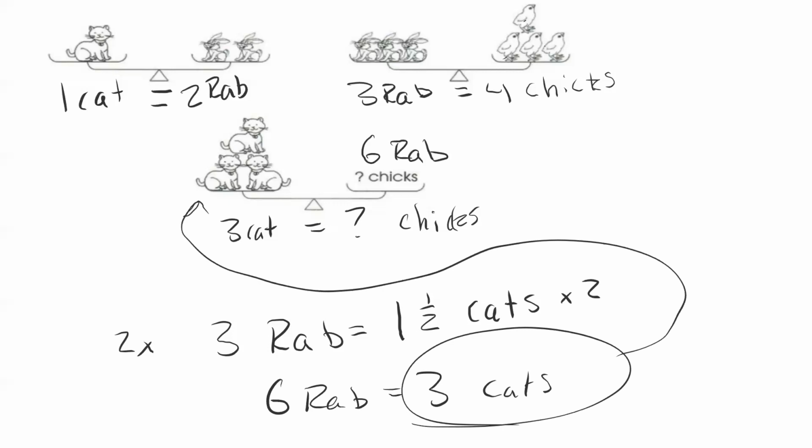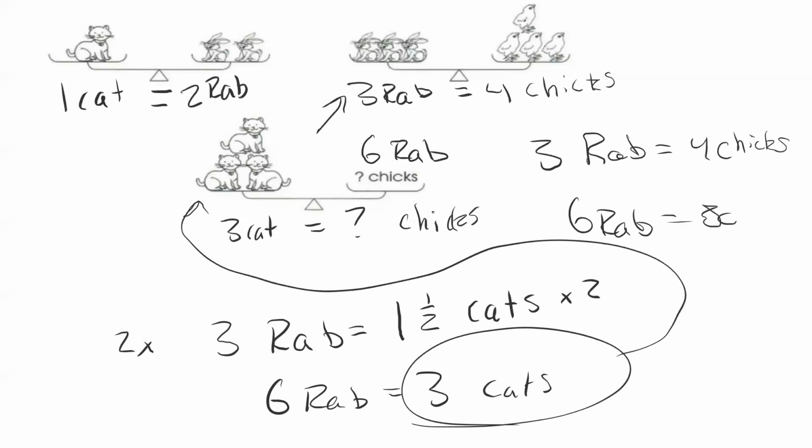But it's not asking for rabbits, it's asking for chicks. So now we have to go to this equation here to convert rabbits to chicks. We said that 3 rabbits equals 4 chicks. So we're going to double both sides to get 6 rabbits equals 8 chicks. In other words, our answer is 8 chicks.